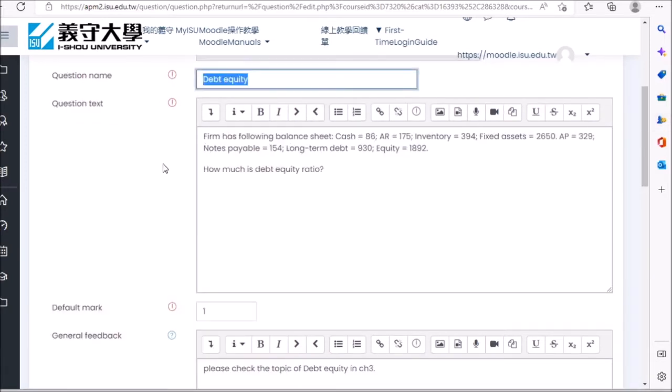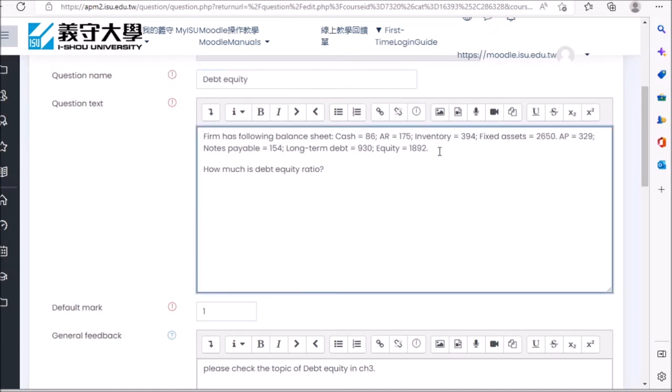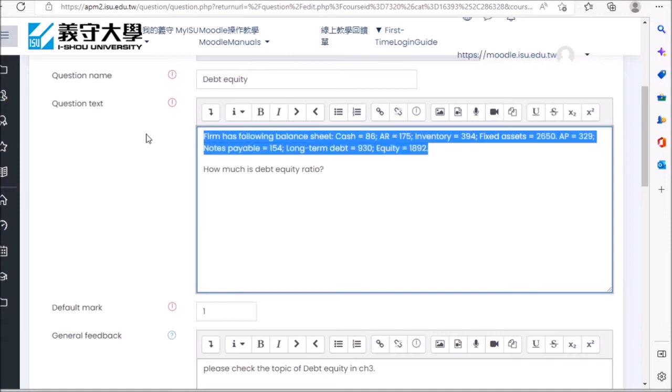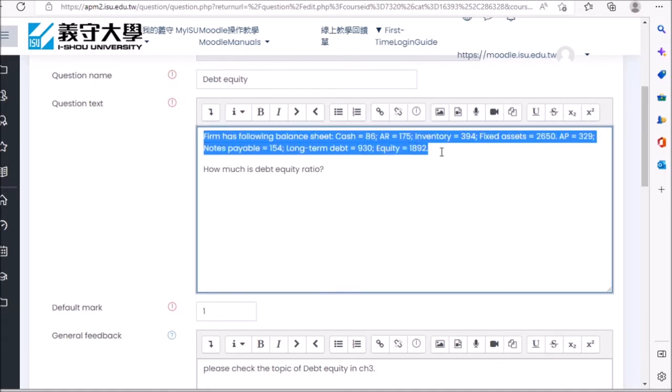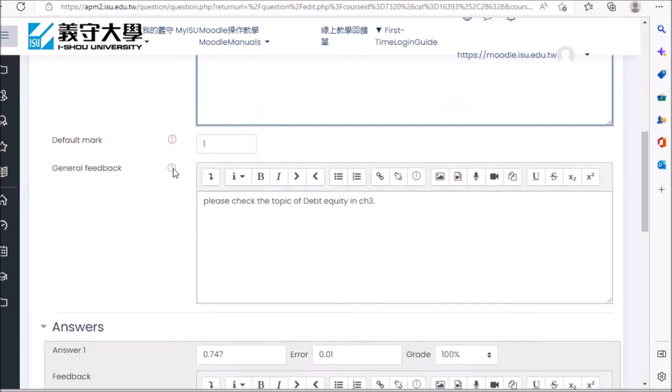Next question is on debt to equity ratio. Easily enough, as the name suggests, it's a ratio of total debt to total equity. Again, you have information on the balance sheet right here. You need to calculate the total debt, the right side of the balance sheet, divided by the total equity, also on the right side of the balance sheet, to give you the debt to equity ratio of 0.747.